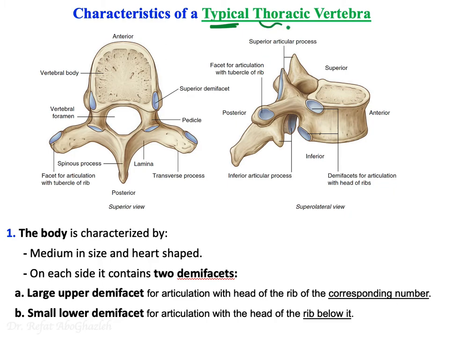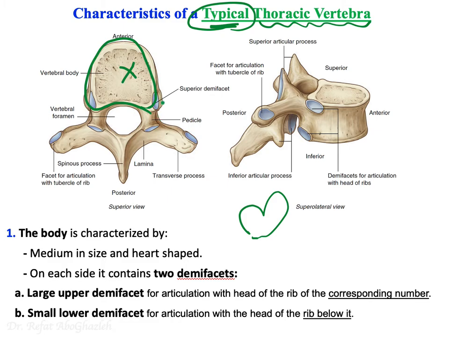But the typical thoracic vertebra has a body, as you see here, that is medium size and heart shaped. On each side, if you look laterally, this is the typical thoracic vertebra, this is the body, medium in size and heart shaped. Why heart shape? Because if you go down to the lumbar vertebrae, the body is kidney shaped. But if you go up to the cervical vertebrae, the body is flat and broad from side to side. Let us leave that for now because I would like to focus today on the typical thoracic vertebrae: heart shape, medium size.